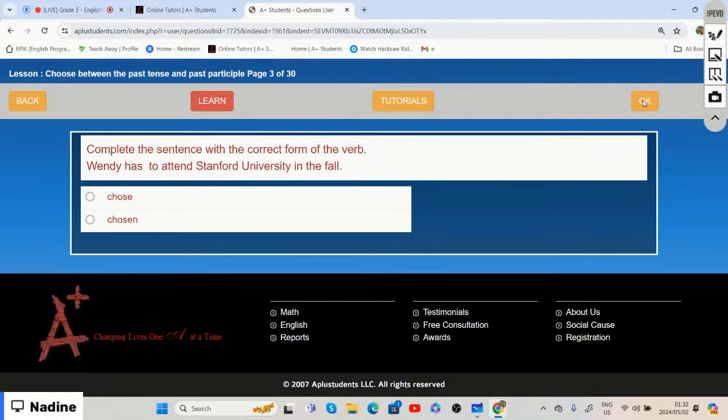Well done. Wendy has, do we say Wendy has chose to attend Stanford University in the fall, or do we say Wendy has chosen to attend Stanford University in the fall? And we say, Wendy has chose or chosen to attend Stanford University in the fall? Chose or chosen?